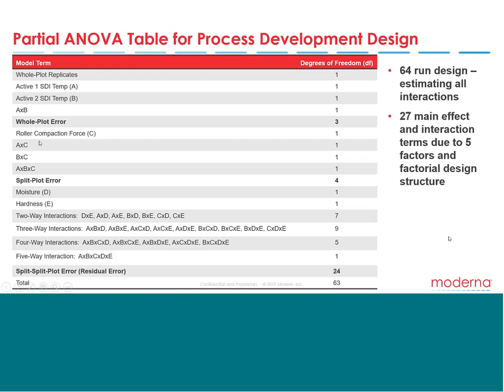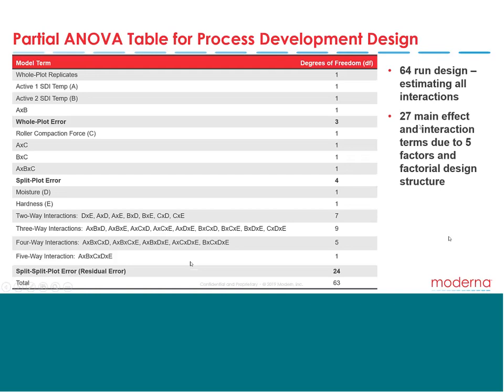Then when we move to the second process step where we're doing the roller compaction, we have the main effect for that, as well as the interactions between the roller compaction and everything else that was in the whole plot. So those are all those interactions here. Then in the split plot, we have moisture and hardness, as well as the moisture and hardness two-way interaction. And then again, we cross all of those with everything in the split plot above and the whole plot above that. So we have a ton of different interaction terms that we can estimate now with this 64-run design.